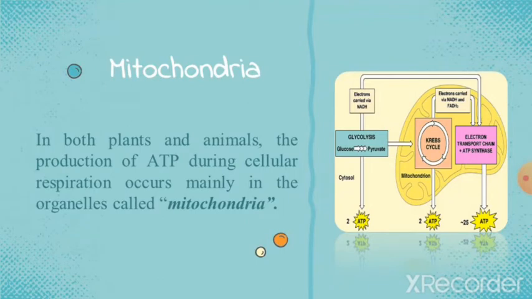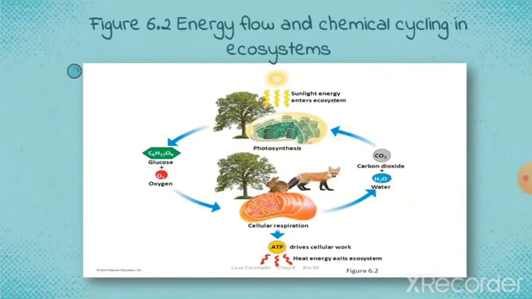So when we say mitochondria, in both plants and animals, the production of ATP during cellular respiration occurs mainly in organelles called mitochondria. You might notice in figure 6.2 that energy takes a one-way trip through an ecosystem, entering as sunlight and exiting as heat. Chemicals, in contrast, are recycled. Notice also in figure 6.2 that the waste products of cellular respiration are CO2 and H2O, the same ingredients used as inputs for photosynthesis. Plants store chemical energy through photosynthesis and then harvest this energy through cellular respiration.